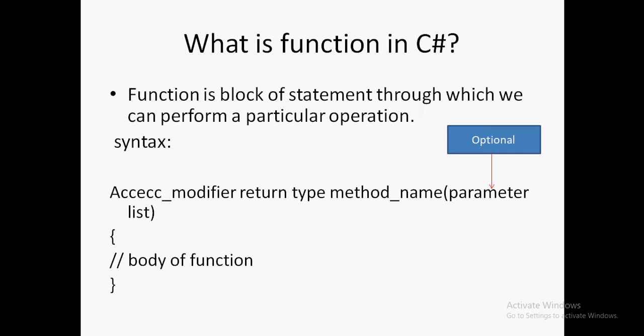What is a function in C#? A function is a block of statements through which we can perform a particular operation. If you want to perform an operation again and again, that is when we create a function. Suppose we have to calculate 2 numbers, 3 numbers, 4 numbers, whatever, many times. That time we create a function through which we can perform this operation.